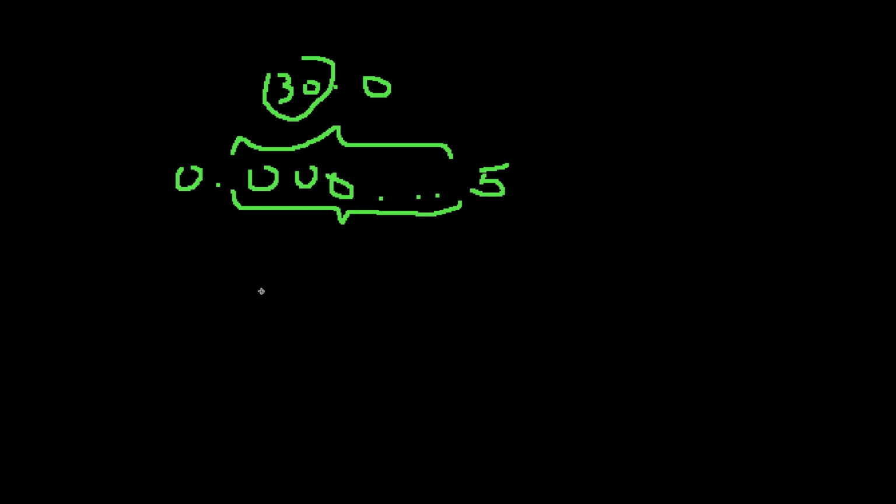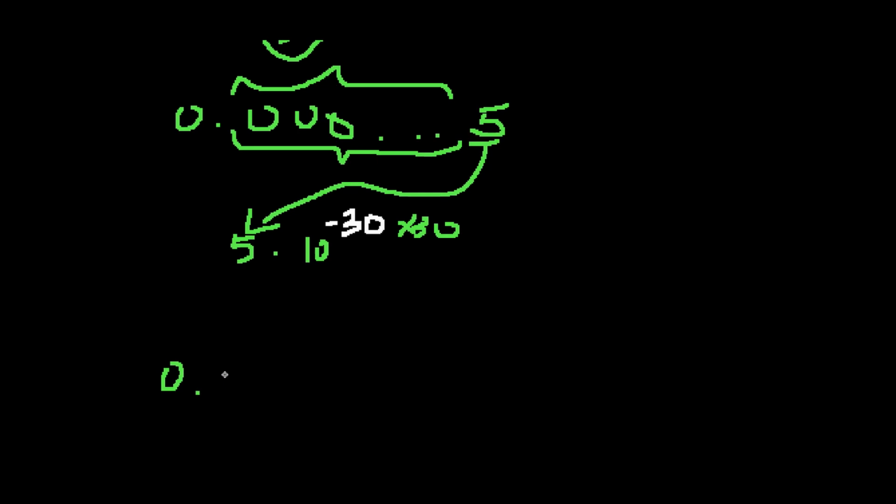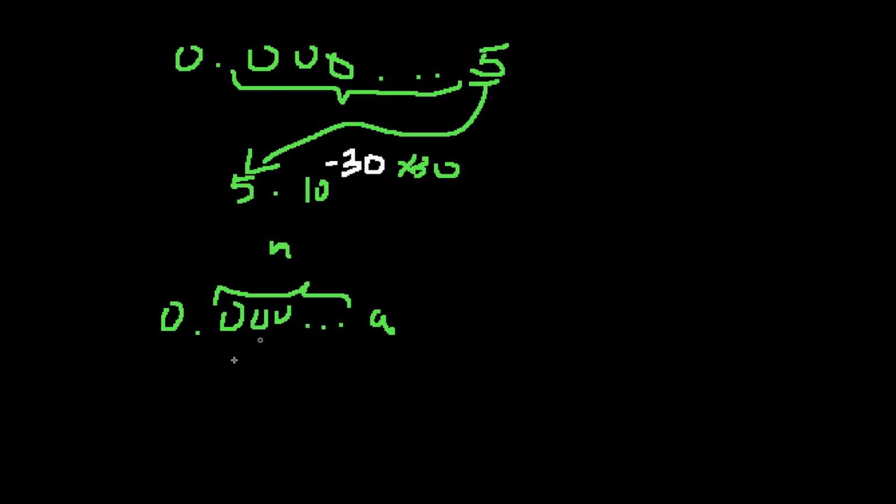So that would be equal to 5 times 10 to the power of negative 30, not 30. Alright, so as you can see, you just want to put this into perspective. So this will be equal to that. Or, to be more exact, 0.000a, where this has an amount of n zeros, will be equal to a times 10 to the power of negative n.